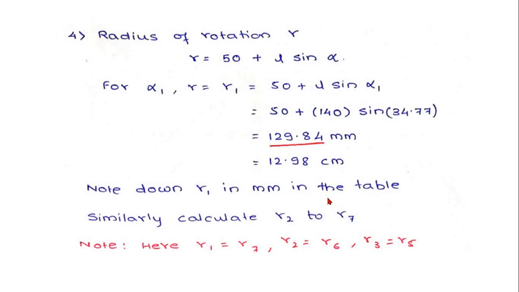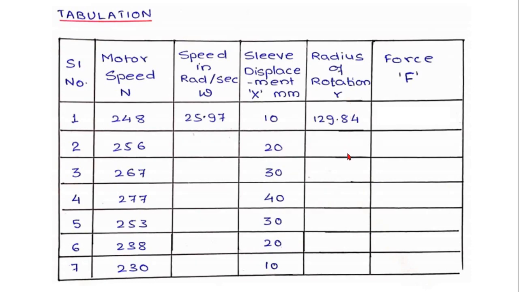So once you have calculated the radius of rotation, you have to note all those radius of rotation in this table, in this column over here. So now our table will have the motor speed in radians per second, sleeve displacement and radius of rotation. So once we have got these radius of rotation, lastly we need to determine the centrifugal force F. So let us see how to determine the centrifugal force F.